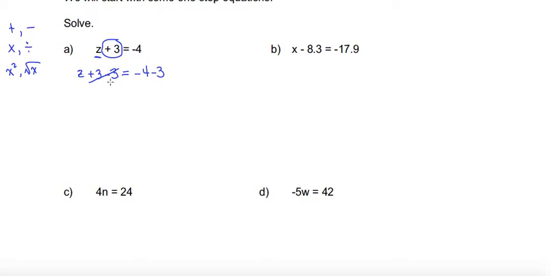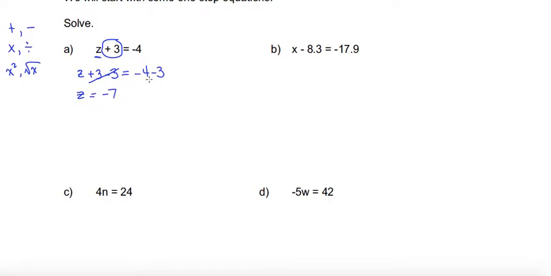So that same sort of strategy works here when we're looking at solving equations. So I'm left with just z on the left-hand side, and negative 4 subtract 3 is negative 7 on the right-hand side. So now I have a value for z.